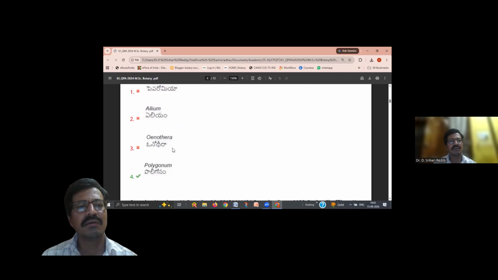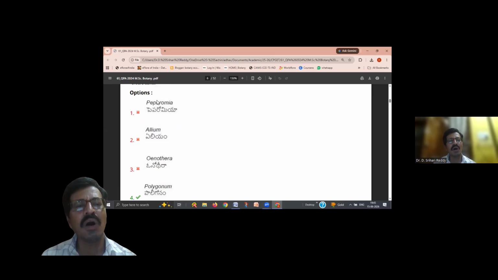Oenothera is quite opposite to this polygonum. Allium is not related to monosporic, it is bisporic. And Peperomia also is not related to monosporic, it is a tetrasporic embryo sac.